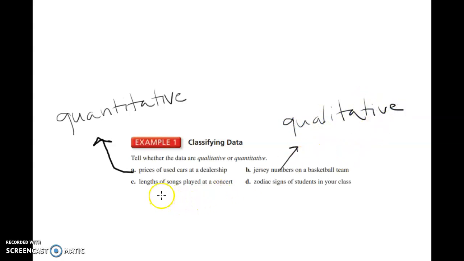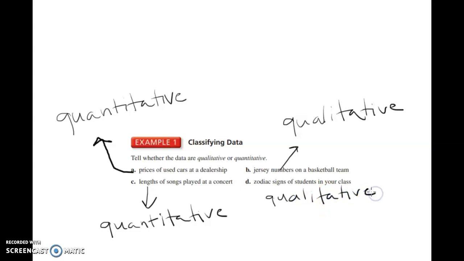Okay. The lengths of songs played at a concert. Those are numerical and they would make sense if you add two songs together, or if you were to average them. So this is going to be quantitative. And zodiac signs of students in your class. So if you're a Scorpio or a Gemini, all of those things, those aren't numbers, those are like categories. So we would say that that is going to be qualitative. Okay, so first type of questions, just classify quantitative or qualitative.